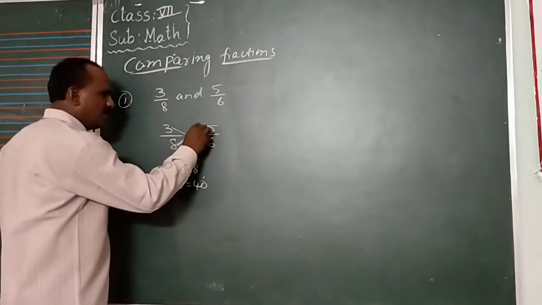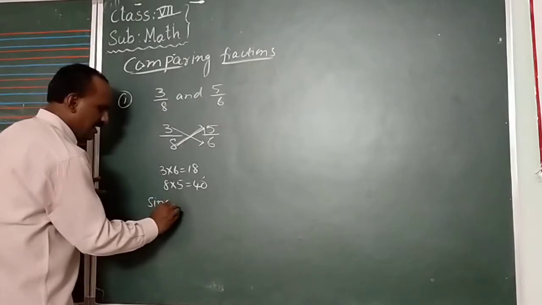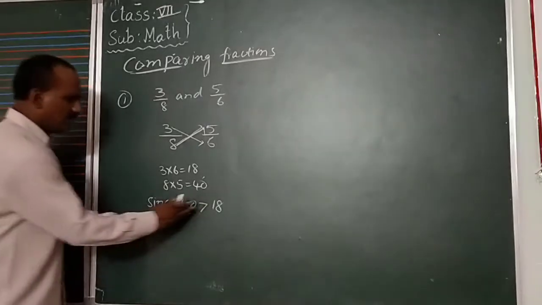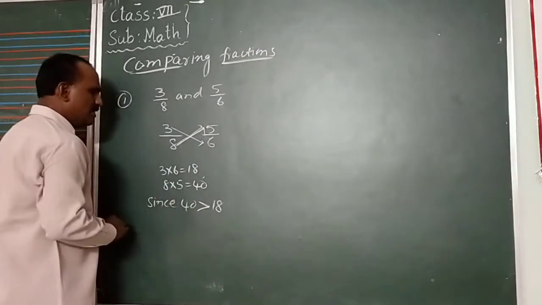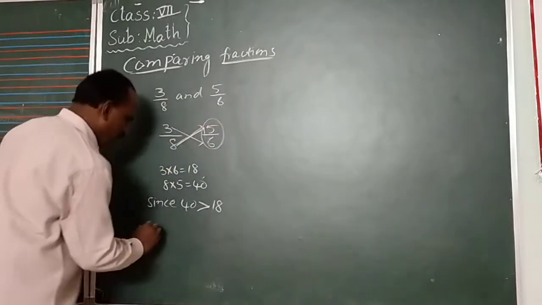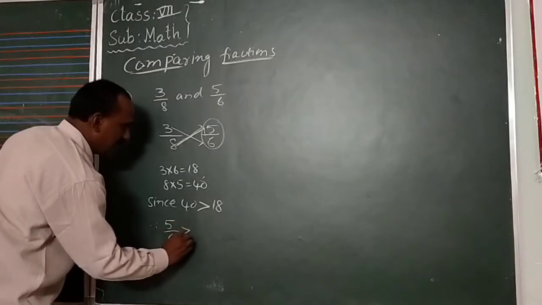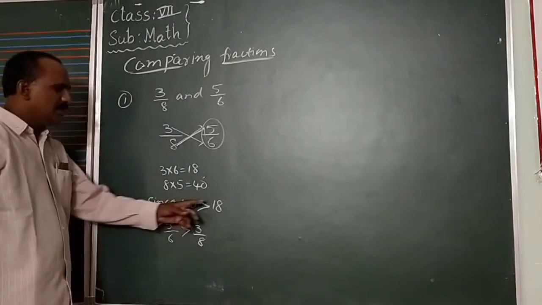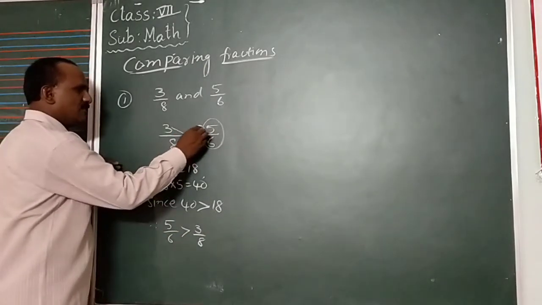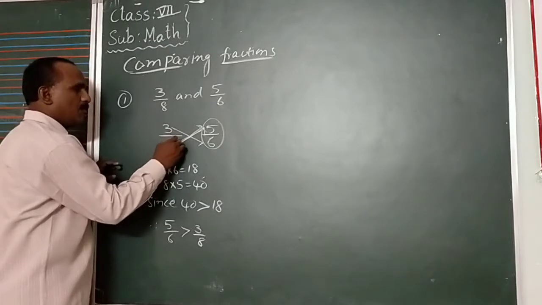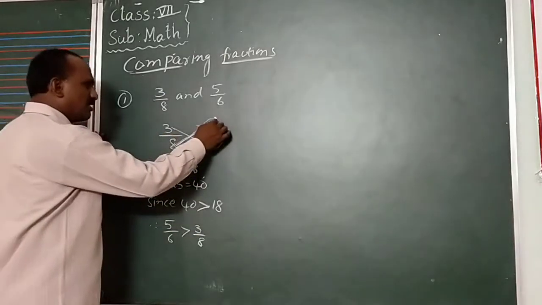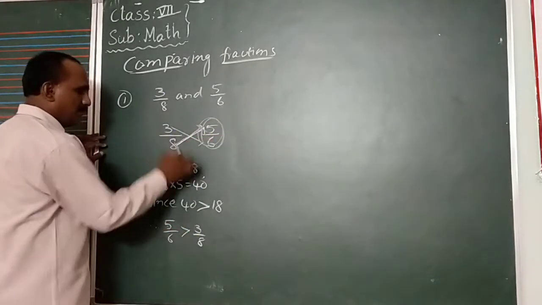This product is greater, since 40 is greater than 18. The 40 is the product of the first fraction's denominator and the second fraction's numerator, 8 fives are 40, which is on the side of 5/6. Therefore, 5/6 is greater than 3/8.